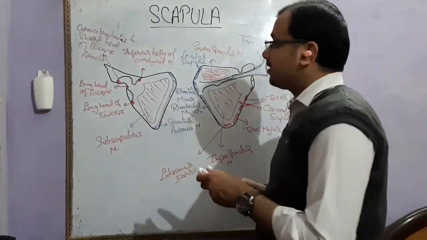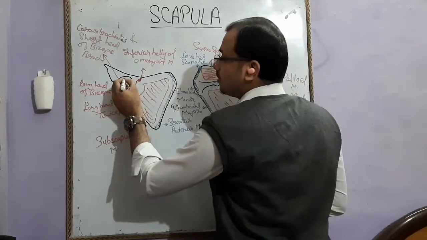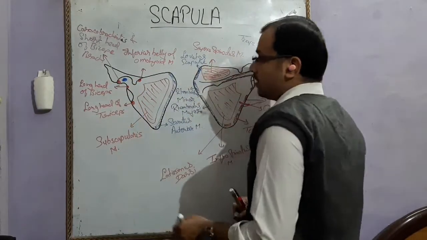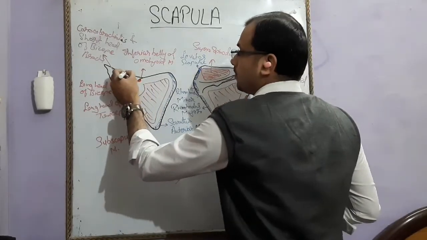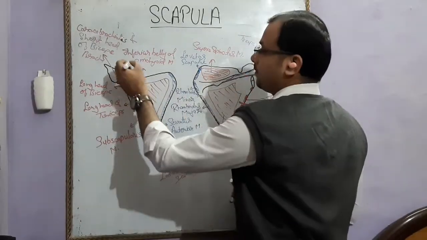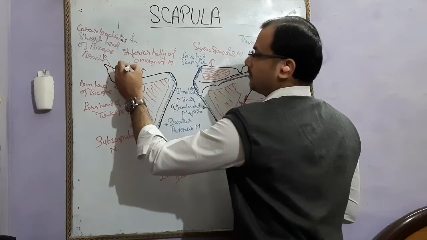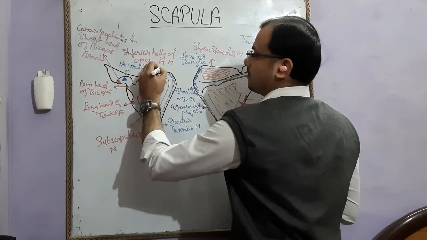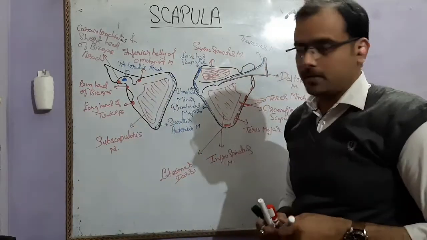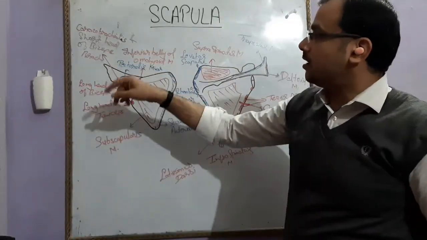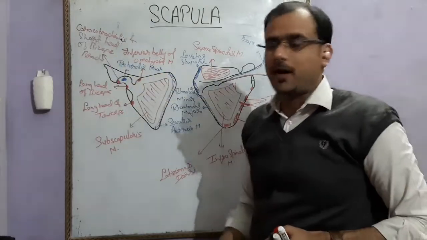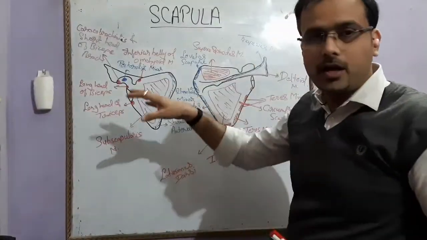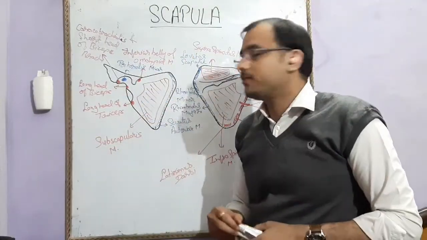Now, one single muscle inserts on the center of the coracoid process. This is known as pectoralis minor muscle. So these are the three muscles: coracobrachialis, short head of biceps brachii, and the pectoralis minor muscle, which are attached on the coracoid process of the scapula.